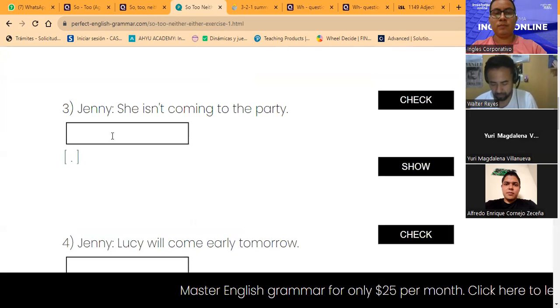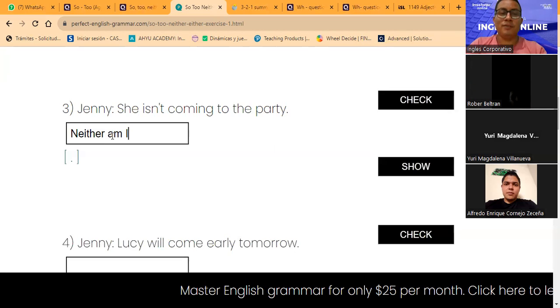Neither is she. Neither. Isn't she? If I say neither, I cannot use a double negative. It's not possible. I only use a negative auxiliary when I use either. So if I use neither, I don't have to use auxiliaries in negatives. What do I say? Neither am I. Neither am I. Good job.